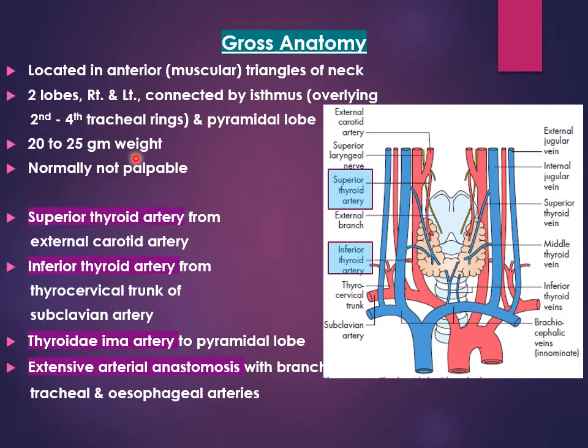Okay, now we come to the arterial blood supply and the venous drainage of the thyroid gland. Okay, as you already saw, the thyroid is located in the anterior triangle of the neck. Two lobes, right and left, connected by the isthmus overlying the second to the fourth tracheal rings. And there's also a pyramidal lobe in many patients. It weighs 20 to 25 grams and normally it is not palpable. If it is palpable, then it's considered enlarged.